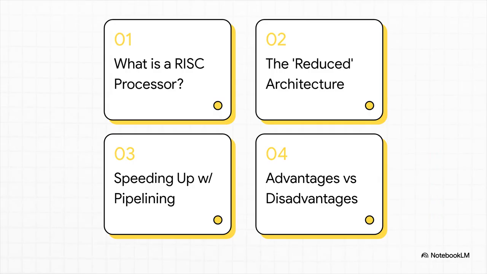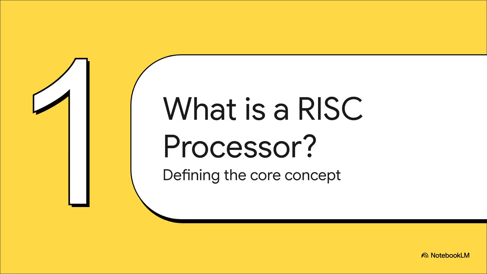So here's our roadmap. First up, we'll get into what a RISC processor actually is. Then we'll take a peek at its special reduced architecture. After that, we're going to talk about a super cool trick called pipelining that makes everything faster. And finally, we'll look at the good and the bad, the advantages and disadvantages. All right, let's start at square one.